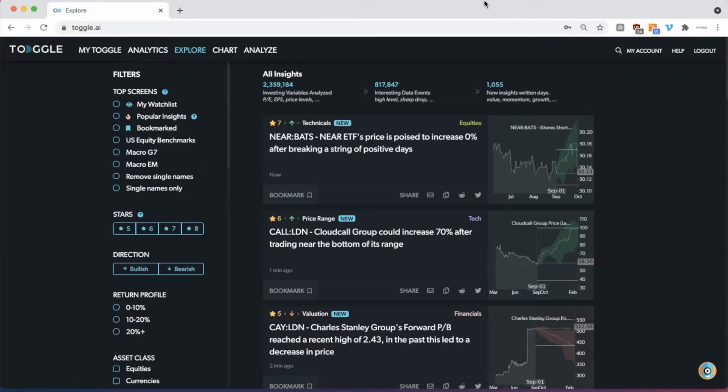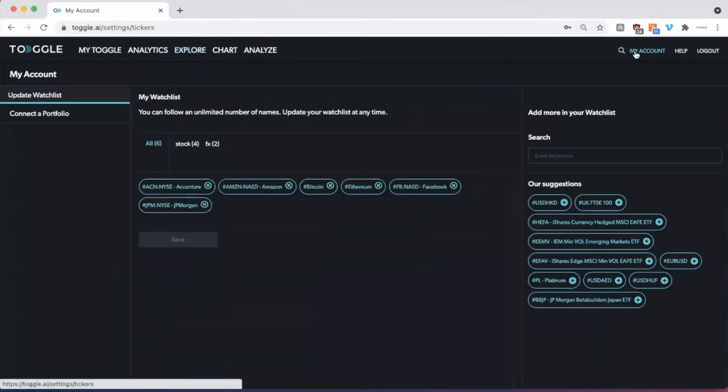So the first way to inform the system about what assets you're investing in is by going to your watch list. You can do this by going to the top right. As you can see, there's a My Account button. Click that, and then go to Update Watch List. Here you can add all the assets which you're interested in or invested in. And the system will inform you every time an insight is released regarding these assets.